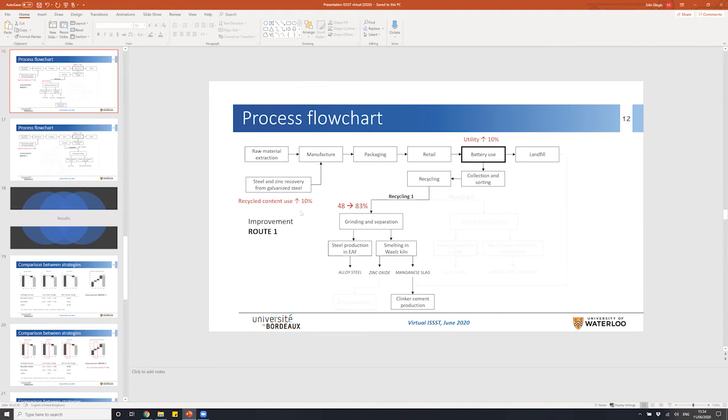So 40% is quite a lot. So I decided to assume 10% as a not overly ambitious target, but it's still something that industry might be able to do.